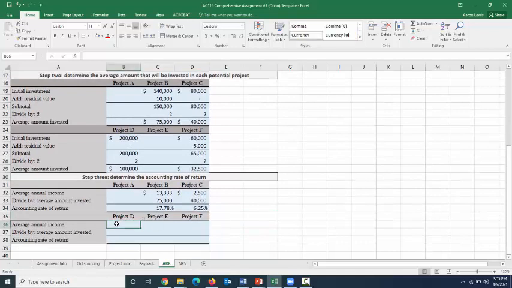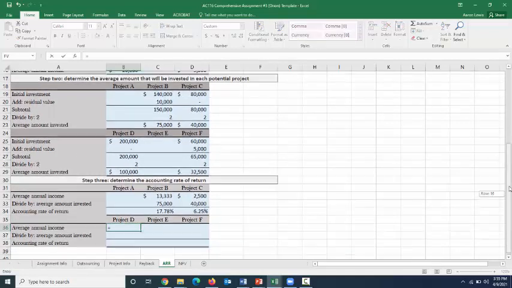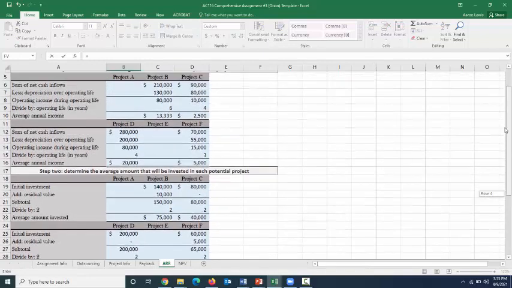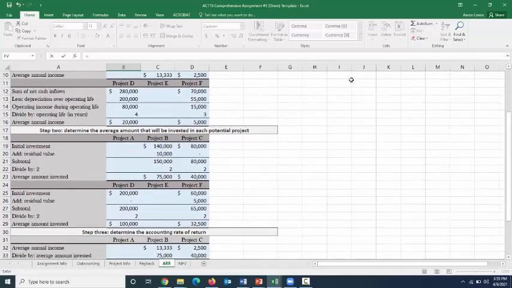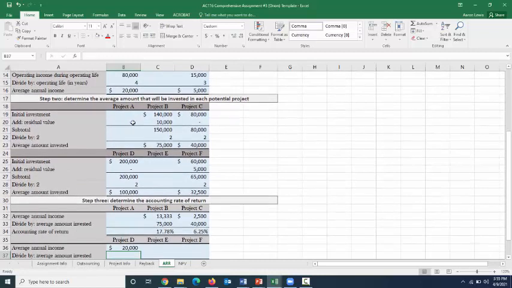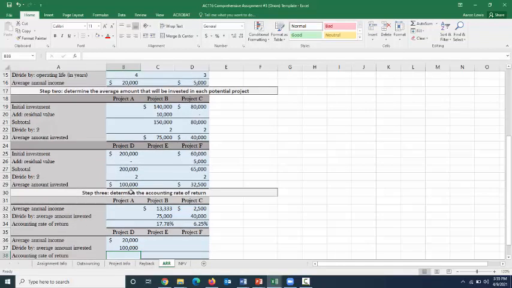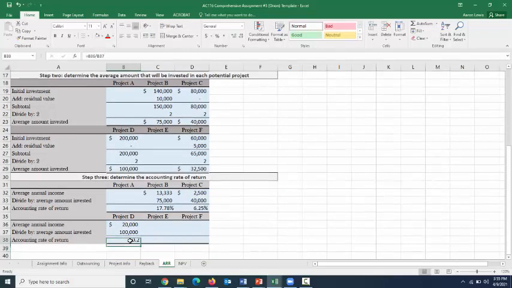For project D, we have an average annual income of 20,000. Our average amount invested on any one given day in project D is going to be 100,000. So if we divide our average annual income by our average amount invested, we come up with, when I convert it to a percentage, 20% on the dot. So our average income every year from project D is equal to 20% of what we're going to have tied up in it on any one given day in the project's life.